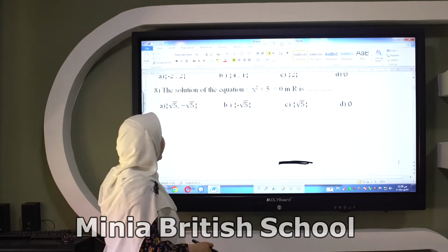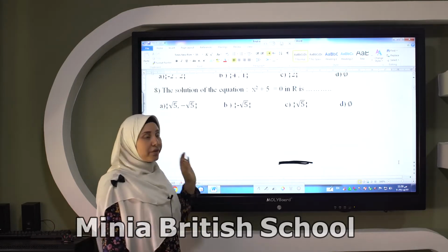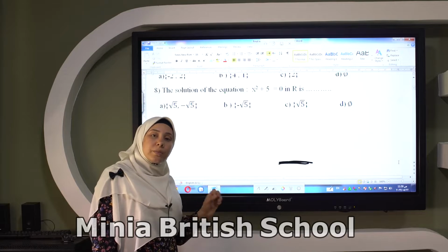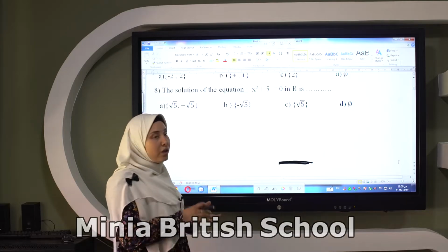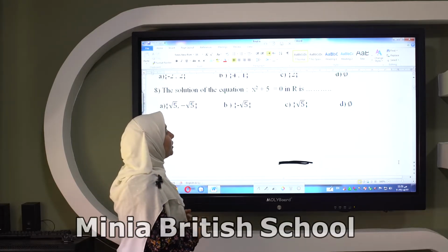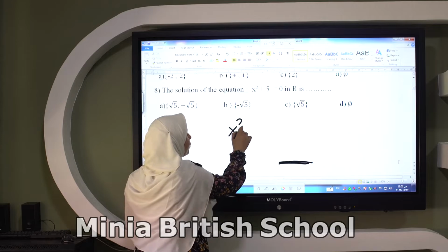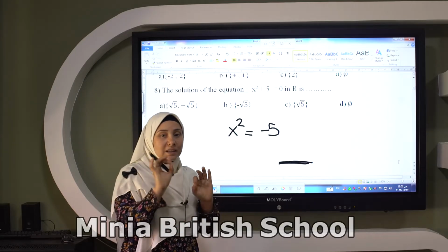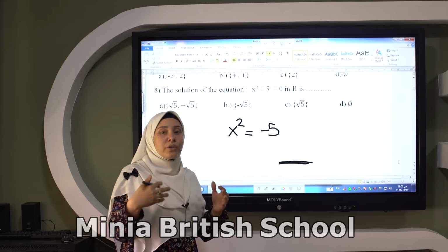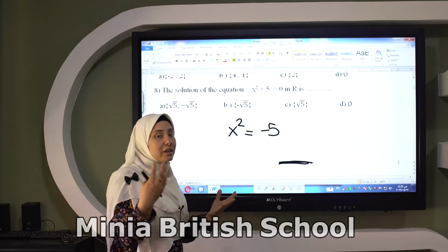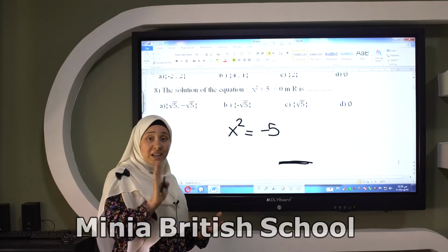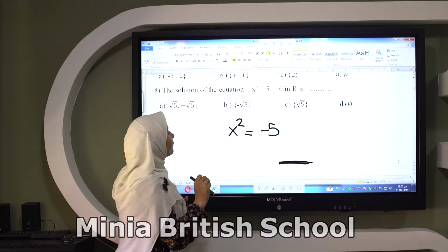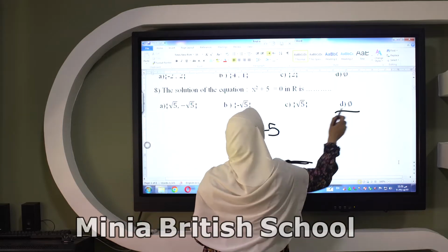Number 8. The solution of the equation x power 2 plus 5 equal 0 in real numbers. Okay, here x power 2 equal negative 5, and we can't take the square root of a negative number, then the solution set in R is the empty set.